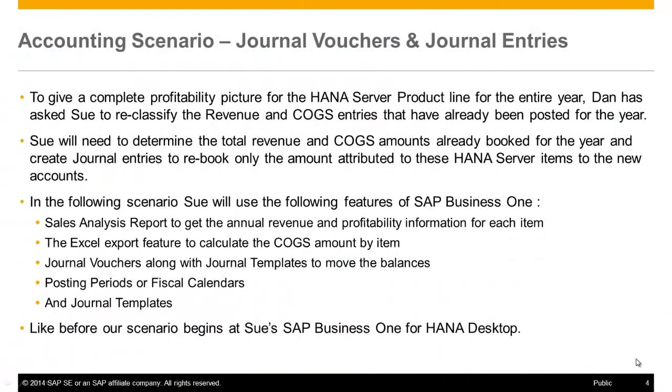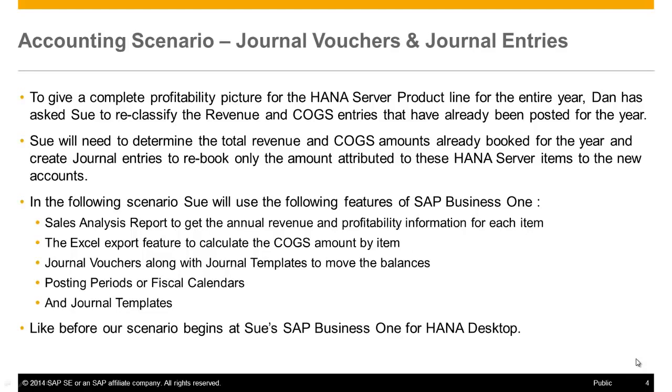Accounting Scenario 2. Journal Vouchers and Journal Entries. To give a complete profitability picture of this new HANA Server product line for the entire year, Dan has asked Sue to reclassify the revenue and cost of goods sold amounts that have already been posted from the previous GL accounts to the new GL accounts. Sue will need to determine the total revenue and cost of goods sold amounts already booked from January to July and create journal entries to rebook only the amounts attributed to these HANA servers.